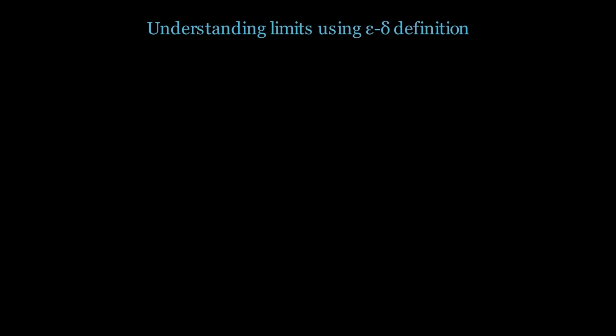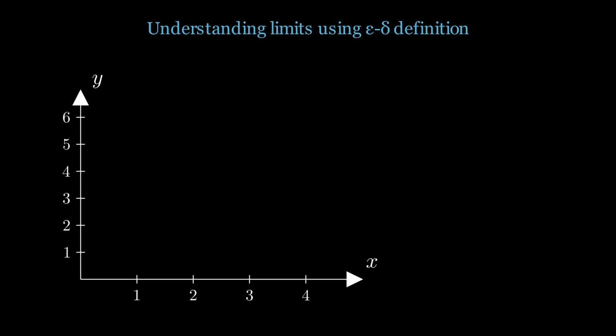Let us try to understand the concept of limits using the epsilon-delta definition. For this, let's consider a random function, say f(x) = x², and a point (2, 4) on its graph, which we denote by (p, l) here. We know that the limit of this function, x², as x approaches 2, is 4. But what does this statement really mean?